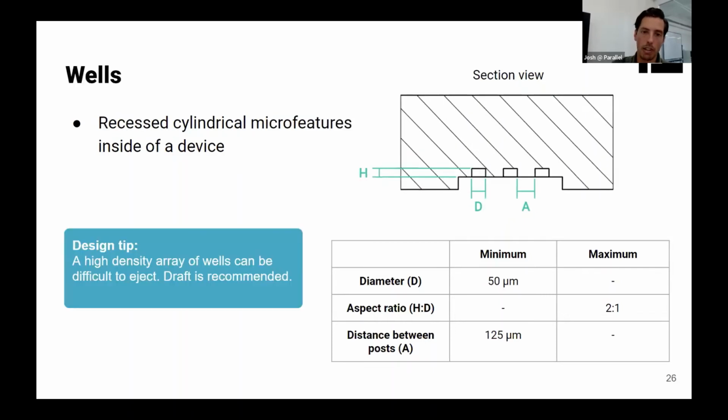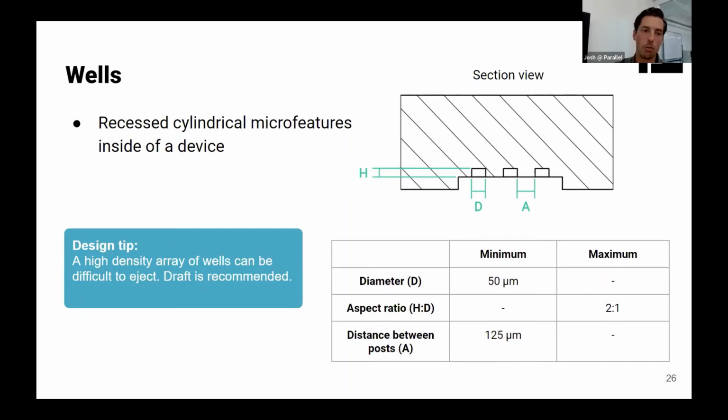Now, on the other hand, wells are the inverse of posts here. So the two dimensions are flipped. So the distance between the posts is what's driven by that 100 micron tooling. And the diameter of the posts themselves can be pretty small, down to 50 microns or so, could even be smaller if you needed it to.